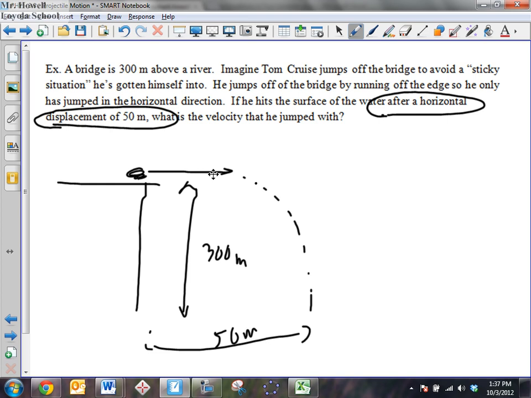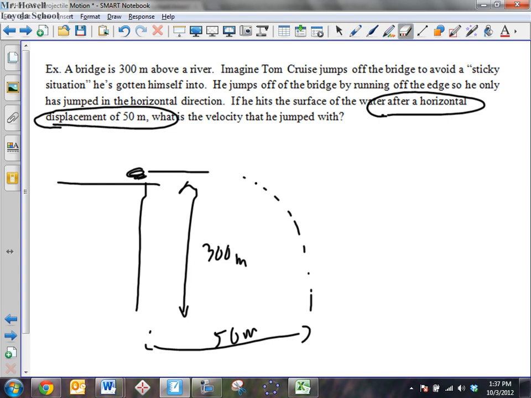He hits the surface of the water, down here, after a horizontal displacement. Horizontal means along the x-axis. Displacement really means the distance in this case. He's not moving any further, so he got launched this far. But at the end, because it curves, we want to know in the beginning what his velocity was.